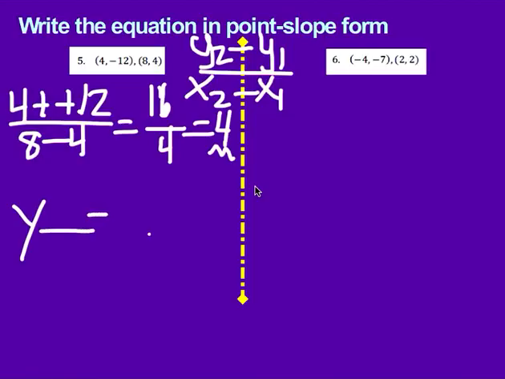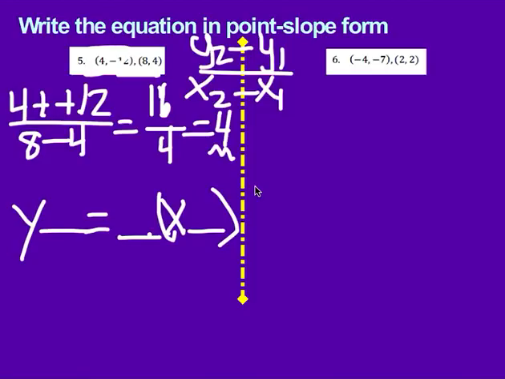And actually we have 2 points, so we can choose which one we want to plug in. Both of these points, whether it looks like it or not, will equal the same line. So it doesn't matter which point you choose as long as you pick one point and stay with it. So let's use 4, negative 12.